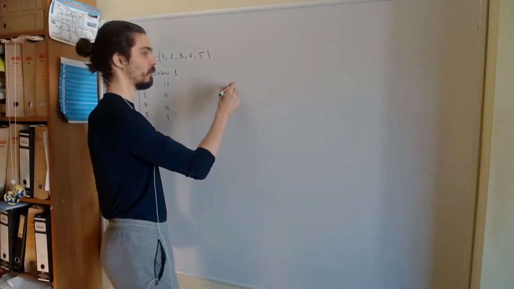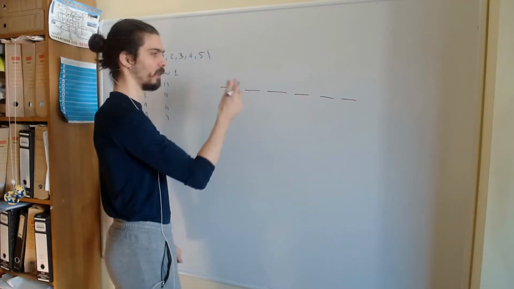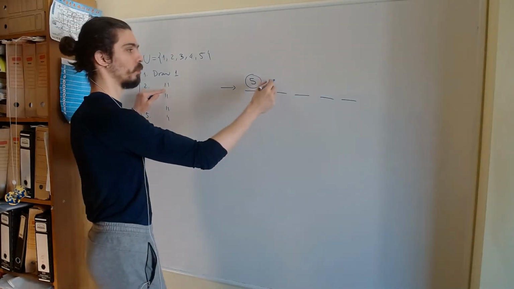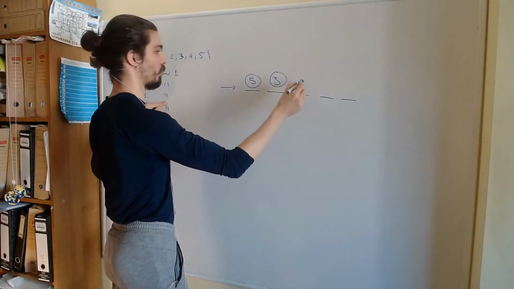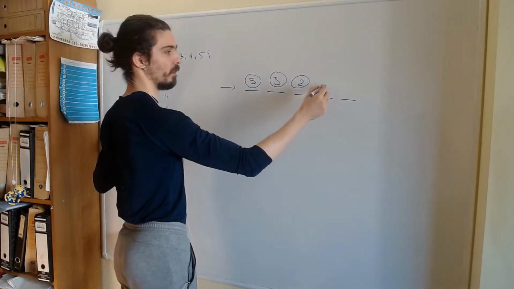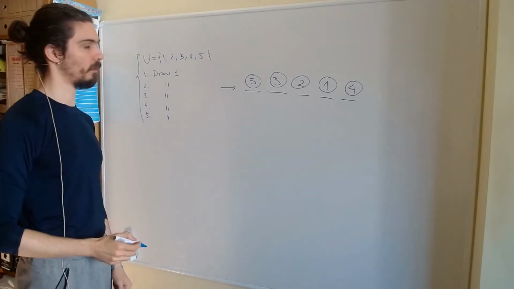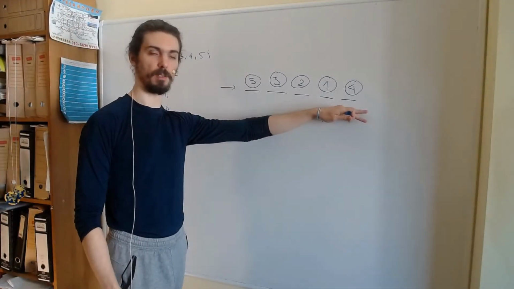As a result, you have the following outcome. It could be, for example, step number 1, you draw 5. Step number 2, you draw 3. Step number 3, you draw 2. Step number 4, you draw 1, and finally 4 at the last step. Okay? You have here a sequence of 5 numbers.